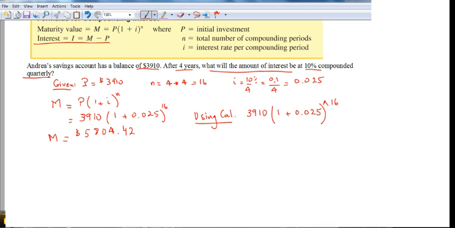Now the question was the amount of interest. So interest would be the maturity value minus the principal. We found that the maturity value is 5,804.42, minus the principal, which is 3,910. It will give us that the interest is 1,894.42. I hope this was helpful.